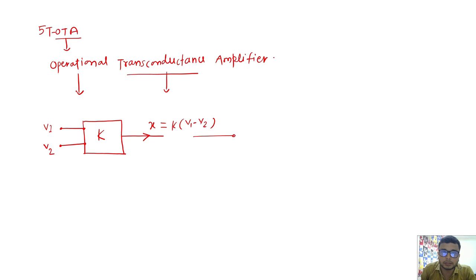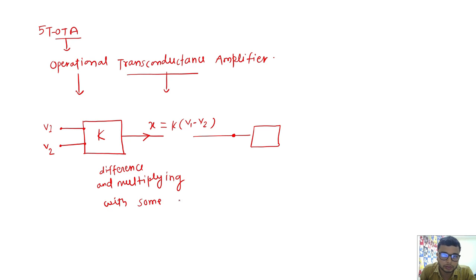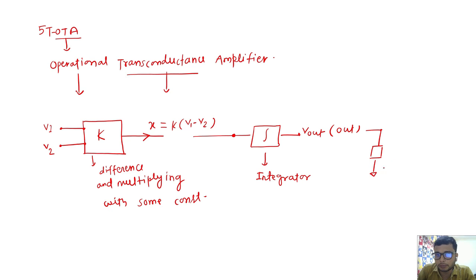and this difference, multiplied with K, is followed by some integrator. So this block is the integrator. This is your difference block, which takes the difference and multiplies it with some constant. And this is the integrator. Depending on this, we get some output, which we can say is V out, or just out in general, and further we can connect some load there, which can be anything.